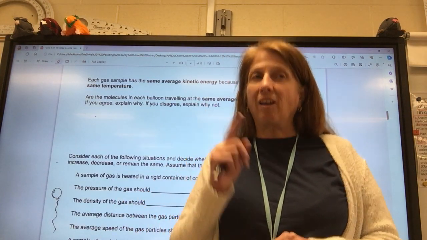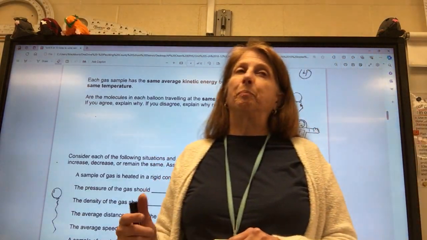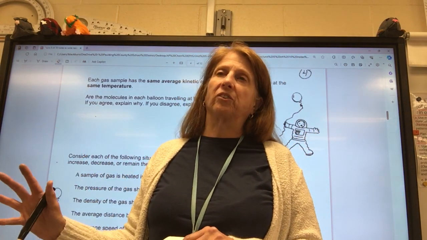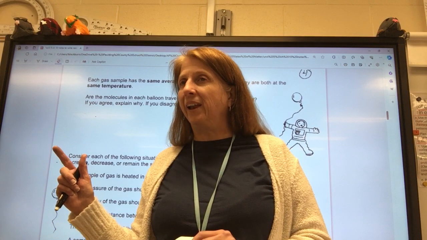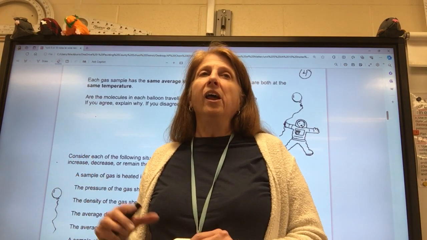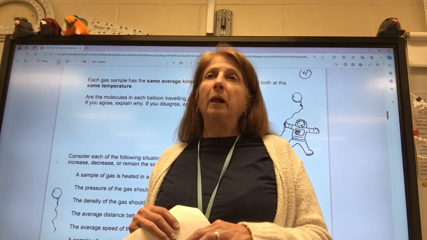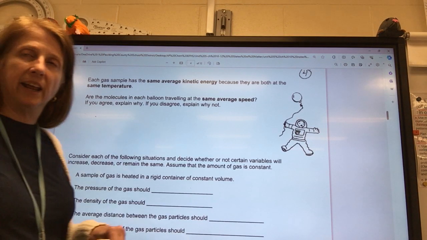Oxygen molecules are bigger, yes. So it's not the same speed, it's the same average kinetic energy. And if you remember from physics or physical science, when you took it in 8th grade, kinetic energy equals 1/2 mv squared. Remember that? Mass times the velocity squared. So oxygen has a bigger mass, so it's going to go slower, but it'll have the same kinetic energy. Hydrogen is smaller, but it has to move faster to have the same kinetic energy.